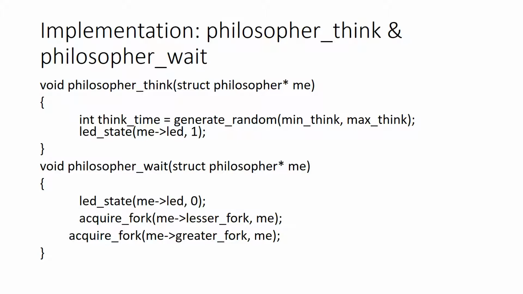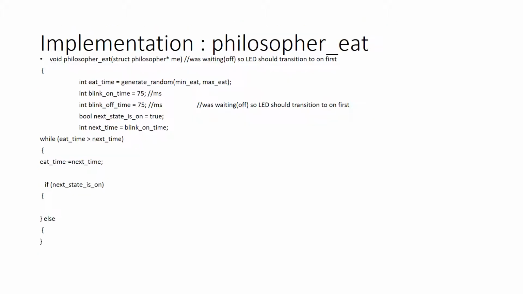This is the waiting. Again, one argument which points to the philosopher structure that is waiting. The LED state is set to 0, and he tries to acquire the fork, which has been locked at this point. This is the first fork and this is the second fork. This order is essential in preventing deadlock.